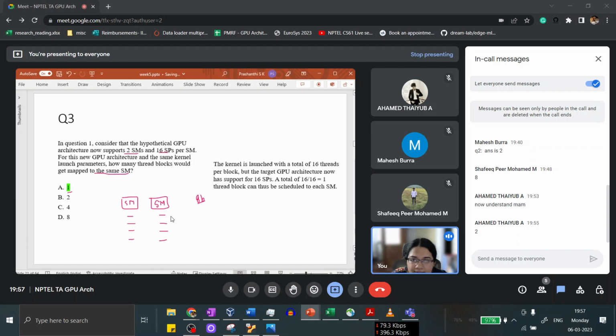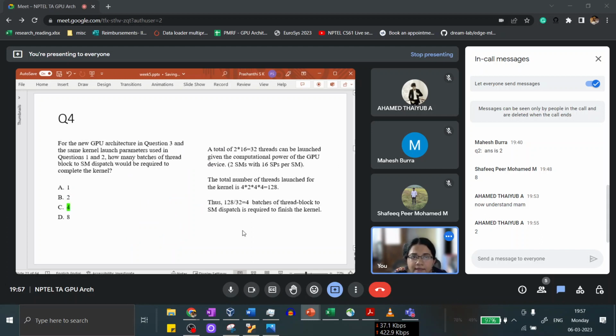So this question is asking us how many batches are needed. So it's 1, 2, 3 and 4, right? That's why the answer is 4. Here's another way of doing it. This is using the threads. The way I explained to you was using the blocks.